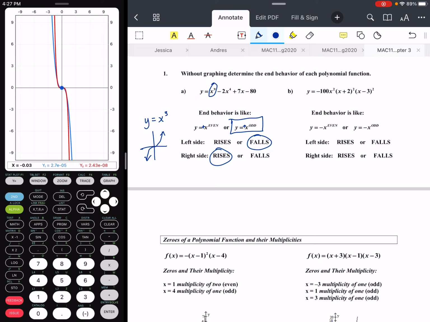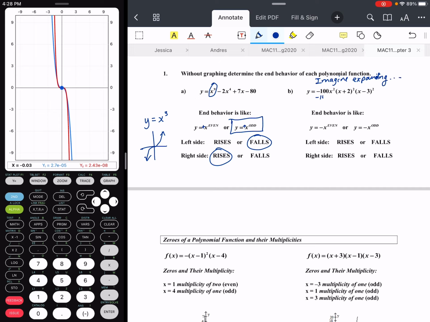So for B, you've got y equals negative 100x squared times (x plus 2) squared times (x minus 3) squared. Even trickier, right? So in A, we had all these individual terms, and it was really easy to see what that largest exponent was. Here we have to imagine expanding. I don't actually want you to distribute all of this out because you'll be here for a while, but just imagine expanding this out.